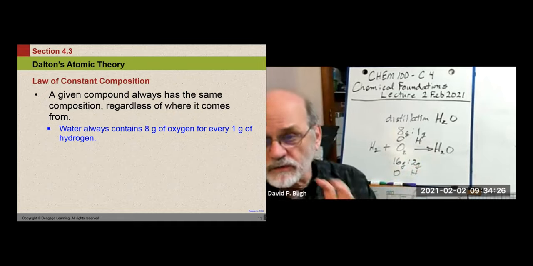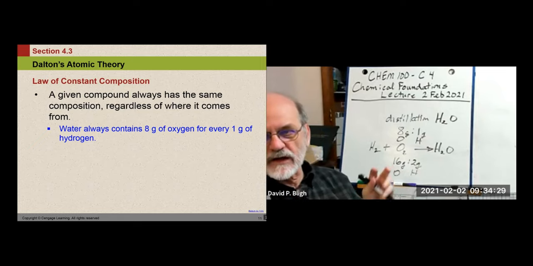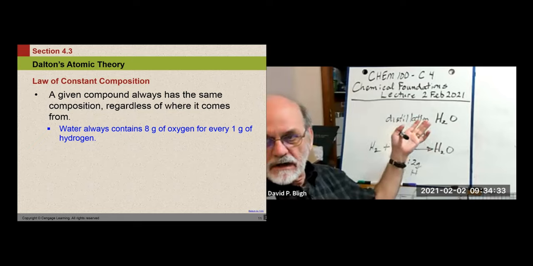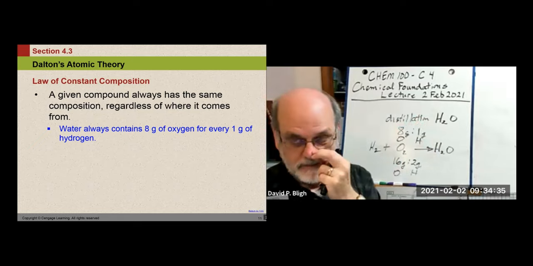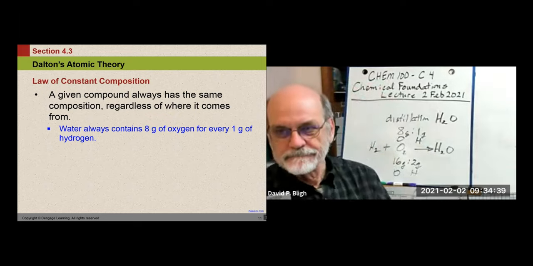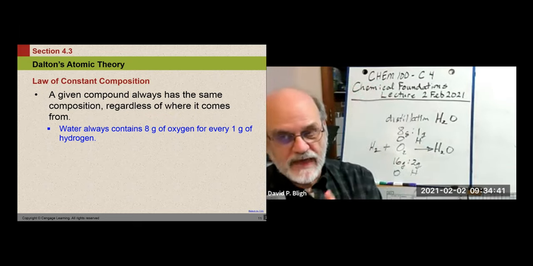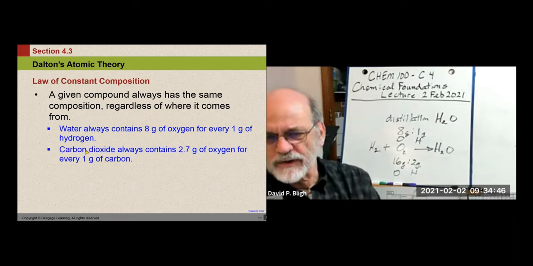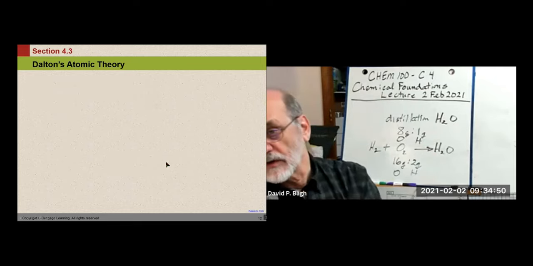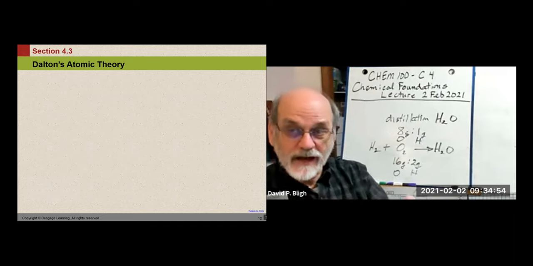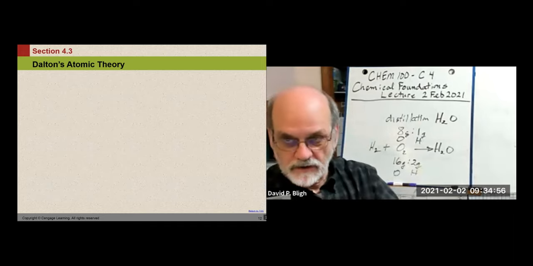All they knew was the ratio. They didn't understand yet the atomic structure and the ratio and the relationship of numbers of atoms. Dalton's proposing that, right? It's coming. Carbon dioxide, for instance, has this ratio, right? So different compounds have different ratios of elements. They have different elements, but they also have different ratios of elements.